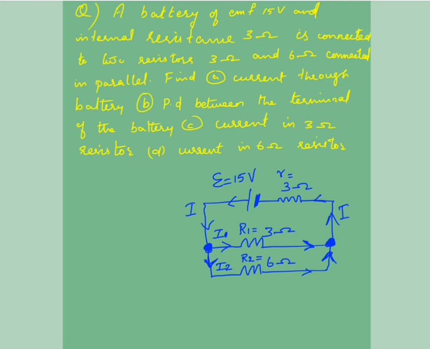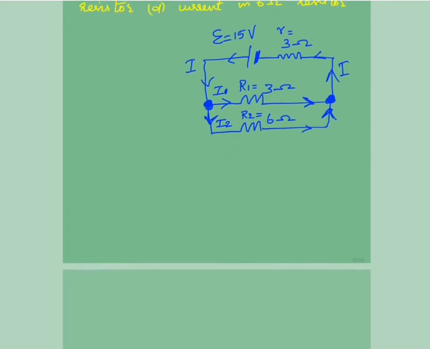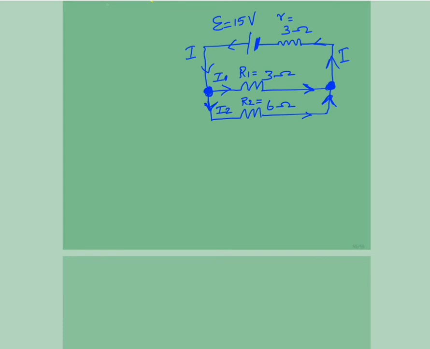Now first we will see how to find the main current through the battery. In order to find it, we need to find the total resistance of the circuit. Here the 2 resistors R1 and R2 are in parallel, so we have to find the parallel combination resistance first. Then we will find the total resistance by adding the internal resistance, because the internal resistance is always connected in series with the main network.